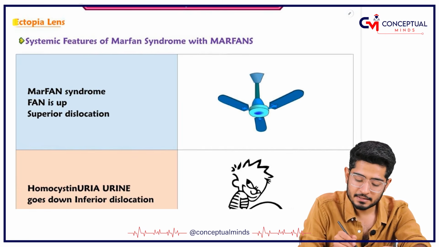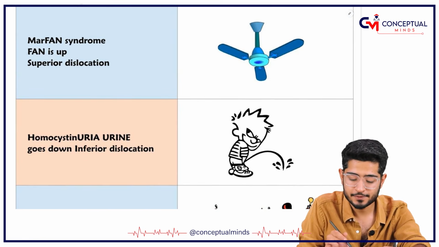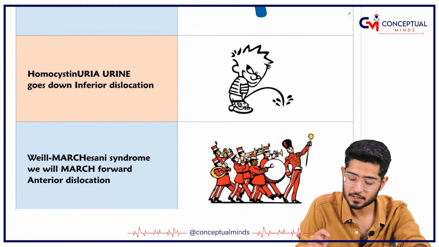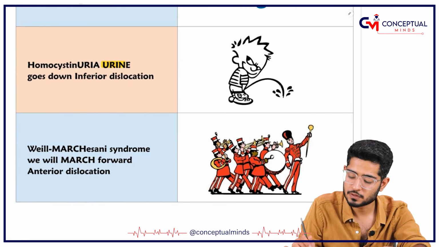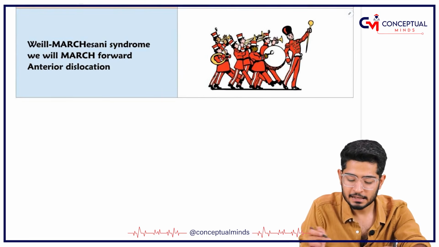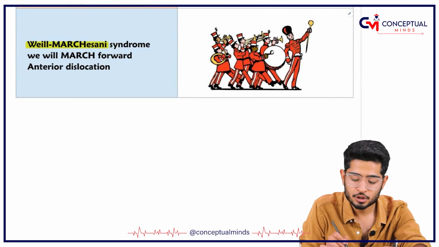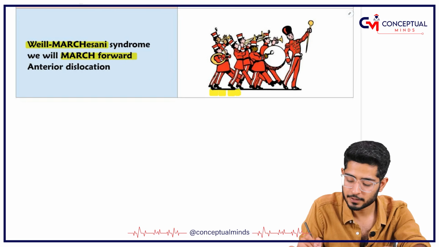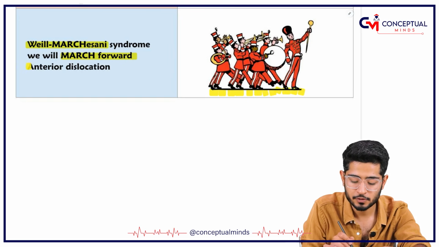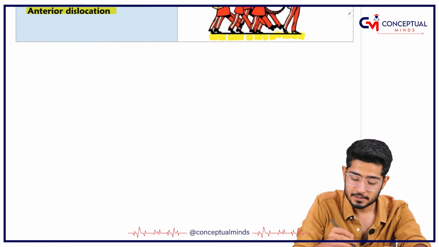For ectopia lentis, remember the fan is above, so fan is up, superior dislocation. In homocystinuria, urine is always inferiorly done, so inferior dislocation. And there is something called Weill-Marchesani syndrome. We have to march forward, like these band people marching forward. So there is an anterior dislocation which is seen in Weill-Marchesani syndrome.